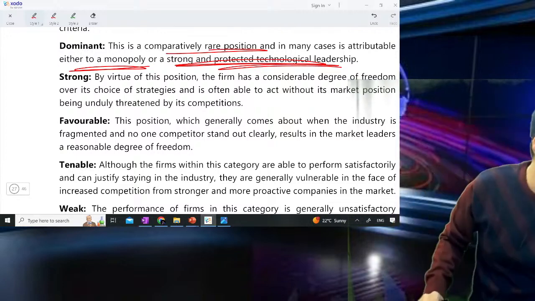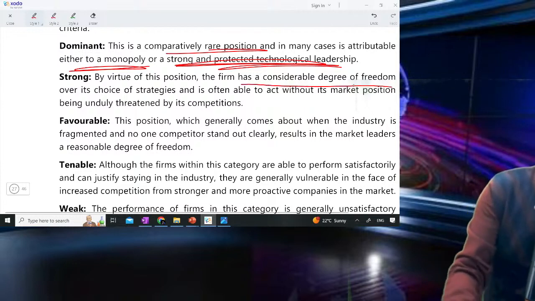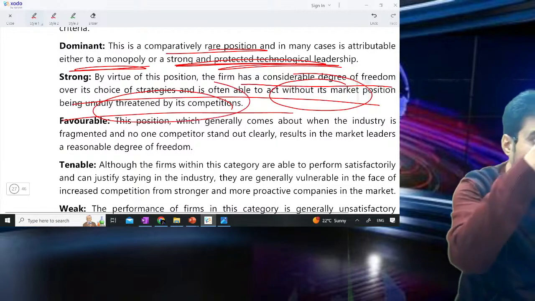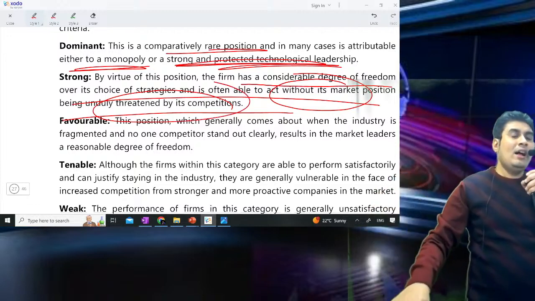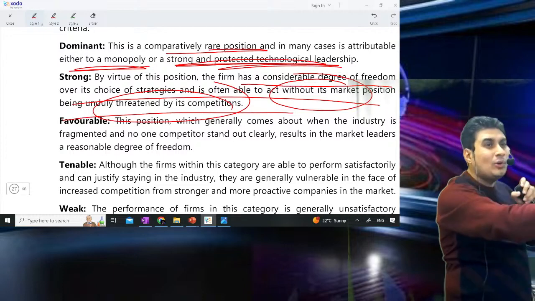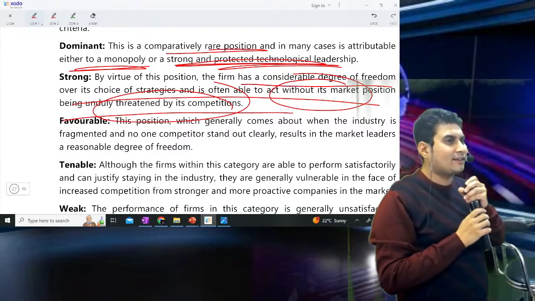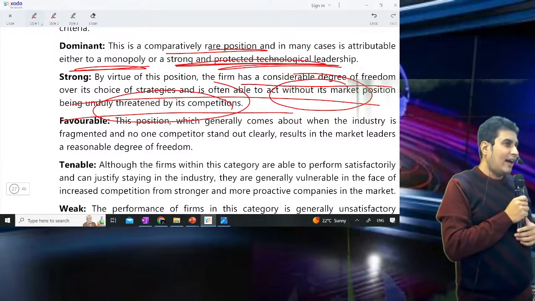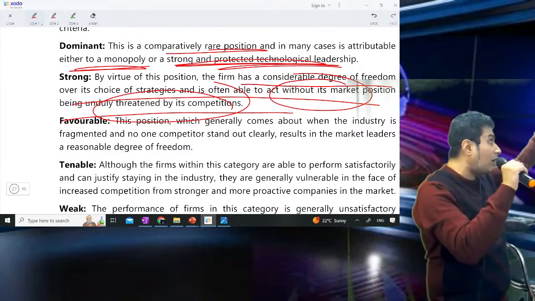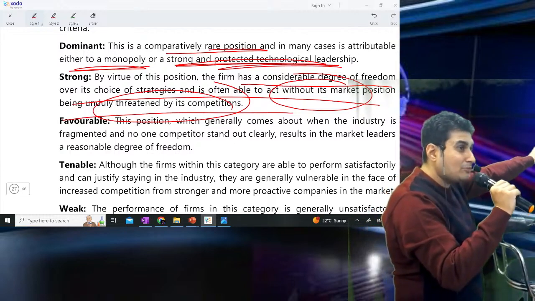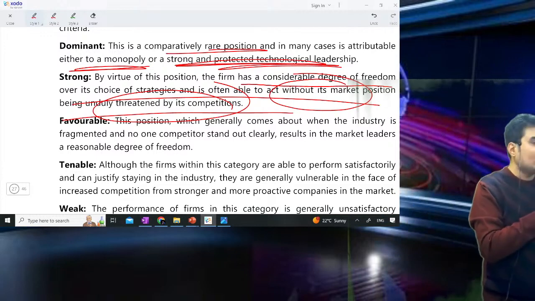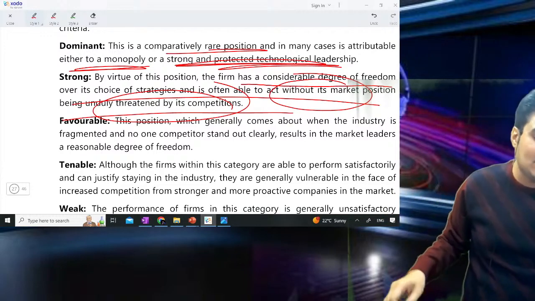Next. What's strong? The firm has considerable power to make its own strategy without being affected by others. Underline later. I am good, but I am not a monopoly. I can make my own strategy, I don't care about you, I can influence the market. But I'm not a monopoly. I'm strong. I'm not affected by you. I'm too good, but I'm not excellent, because excellent is what? Monopoly.